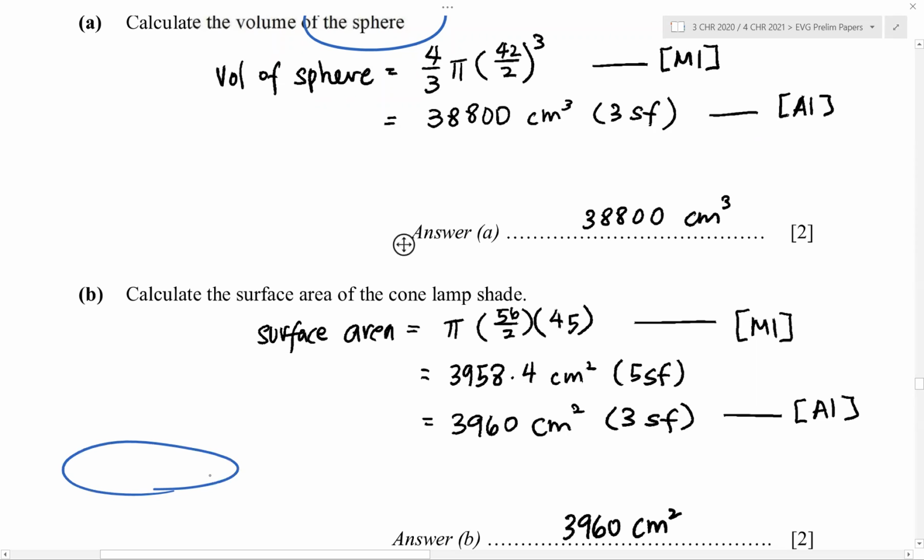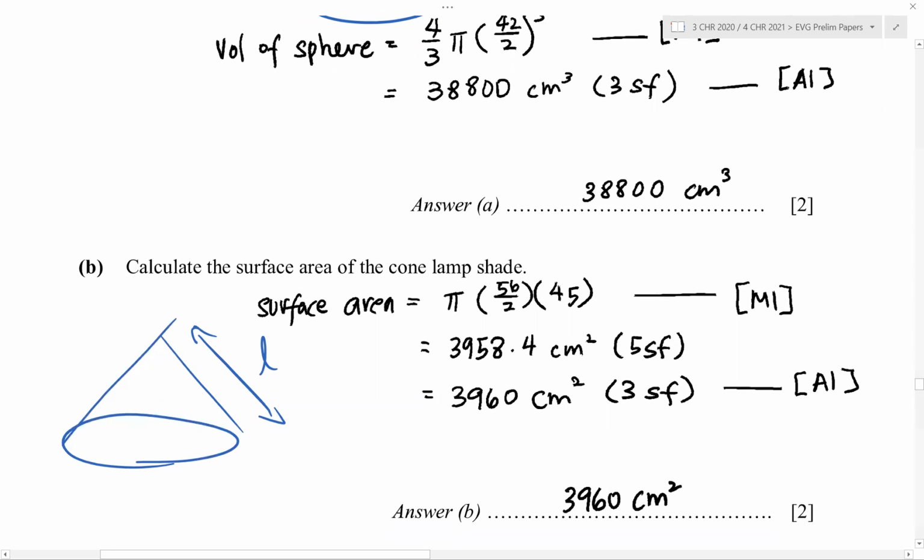Okay, so for a cone, this is L. Because 56 is the diameter, radius will be divided by 2.